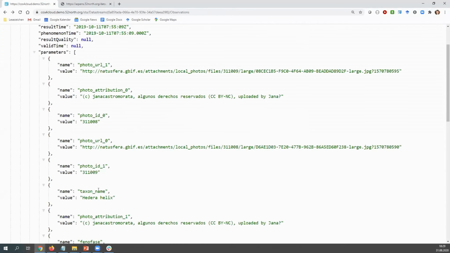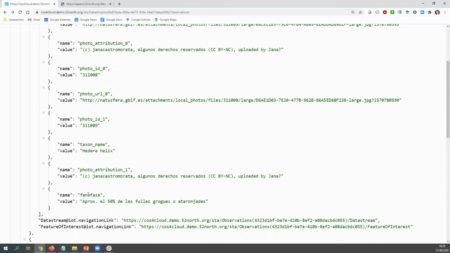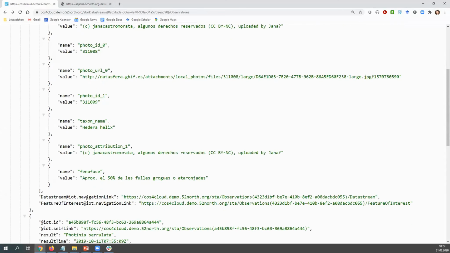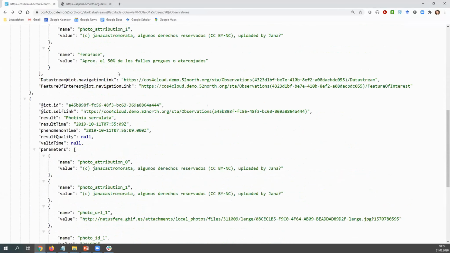Further properties which are observed are, for example, the taxon name. So that's the name of the plant, the type of plant that has been observed. Phenophase, so the status of the plant: is it fully grown, is it just coming out of the earth, etc. So these are features which can be observed, and this is the first instance we are dealing with.